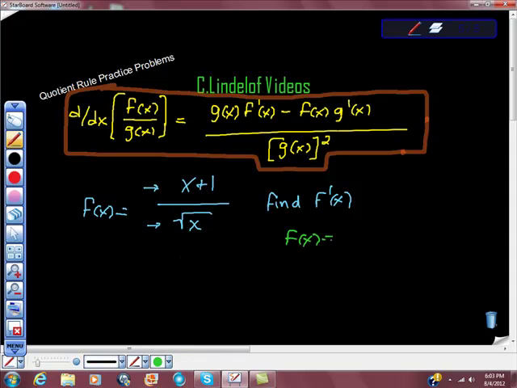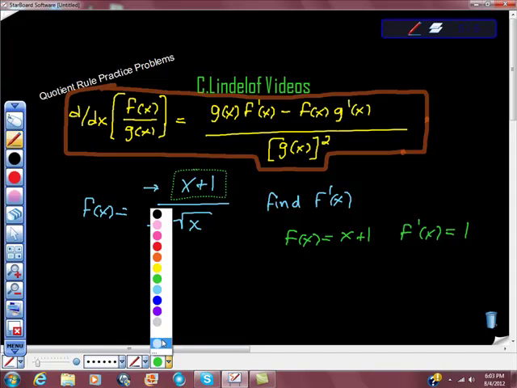So f of x is equal to x plus 1. f prime of x is equal to 1, isn't it? I'm just looking at this piece right here, taking the derivative of this piece right up here. So I'm calling this thing by itself f of x, and its derivative I'm calling f prime of x. Now I'm going to look at that bottom piece, and I'm going to say this is my g of x part.